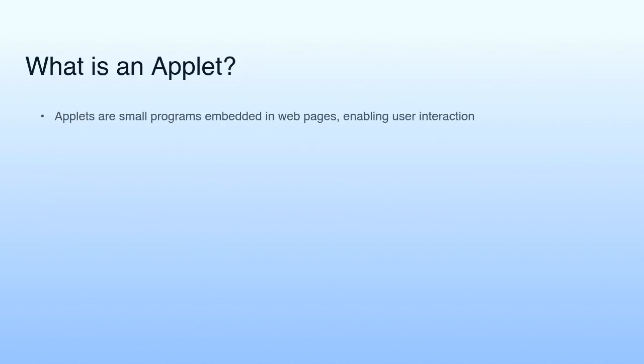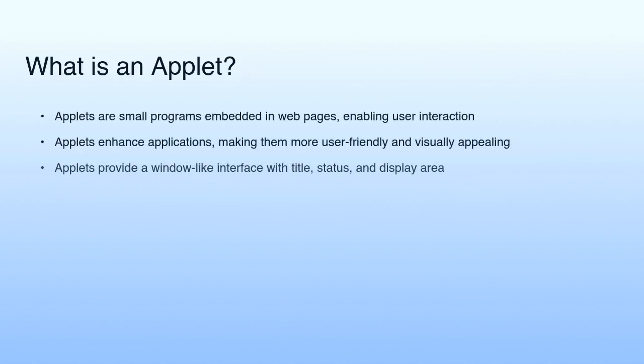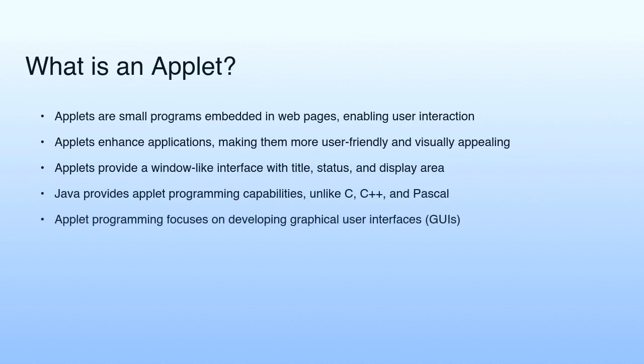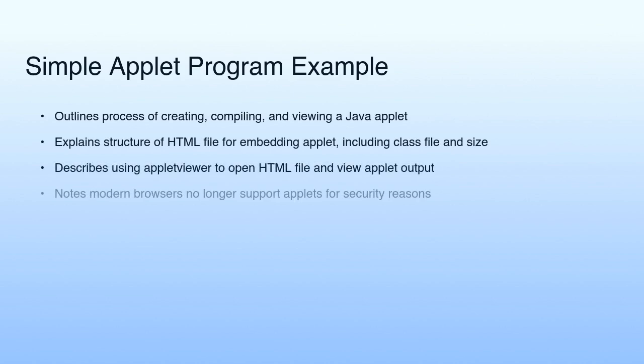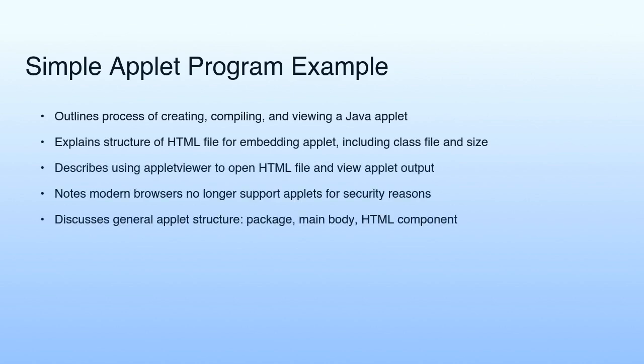Applets are small programs embedded within web pages, enabling user interaction and enhancing applications with visually appealing, window-like interfaces, a capability unique to Java. It outlines the process of creating, compiling, and viewing a simple Java applet program, explaining the structure of the HTML file used for embedding the applet and the general applet code structure.